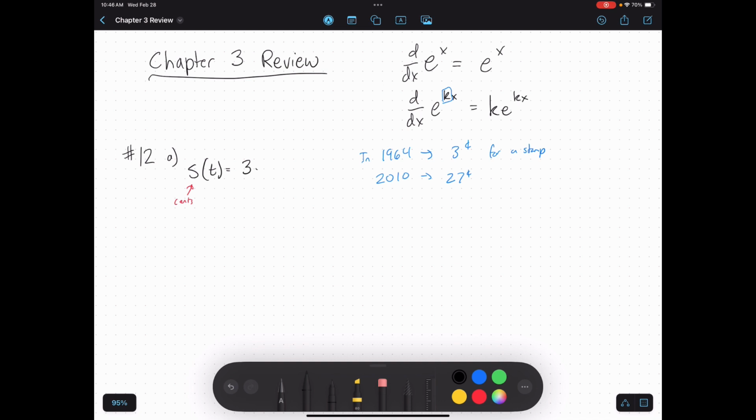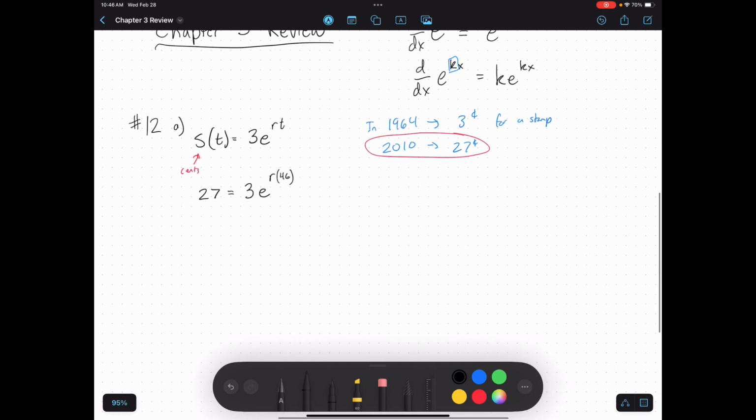Well, if I assume this is exponential growth, I know I can write e to some rate times t. I don't know what my rate is. How am I going to find my rate? I'm going to use my other point. So this is what I'm going to use in order to find my rate. 27 cents represents a stamp value, so that's what I'll plug in for my output. And then I'm going to plug in how many years has passed since 1964. Well, from 1964 to 2010, I can just subtract those and I can get 46. 46 years have passed.